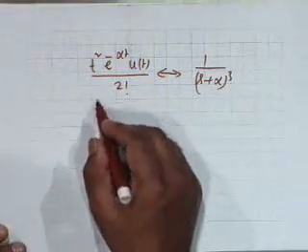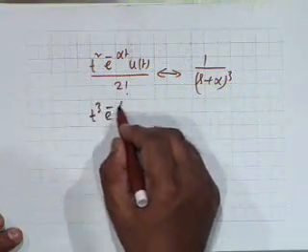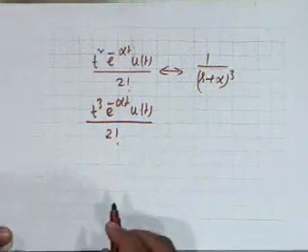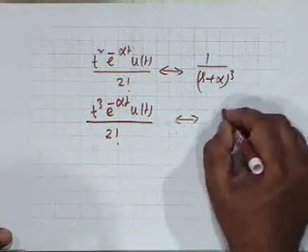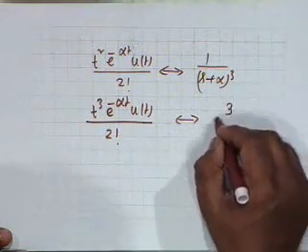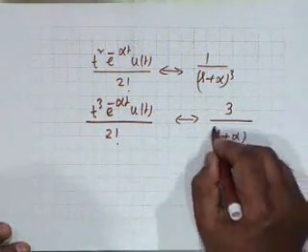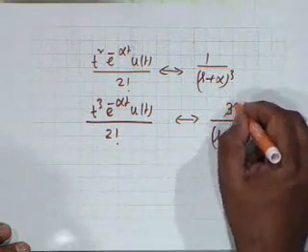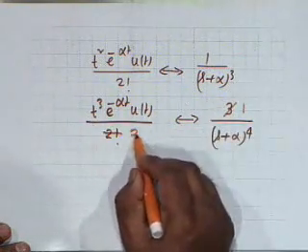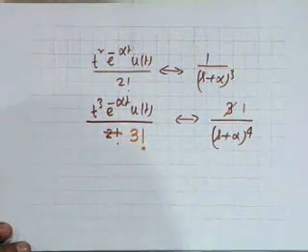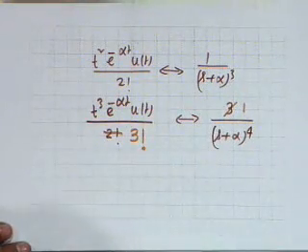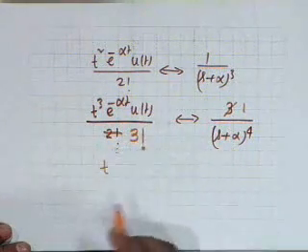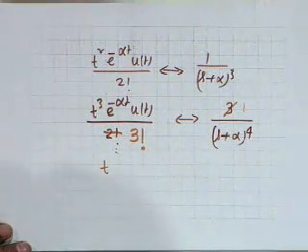Suppose I multiply by t again, that is t cubed e to the minus alpha t u of t divided by 2 factorial. This would be 3 by s plus alpha whole to the 4, and if I make this 1 and bring 3 here, then this would be 3 factorial, alright. And therefore, what I get is, if I continue this, then I can write, let me write it in red.